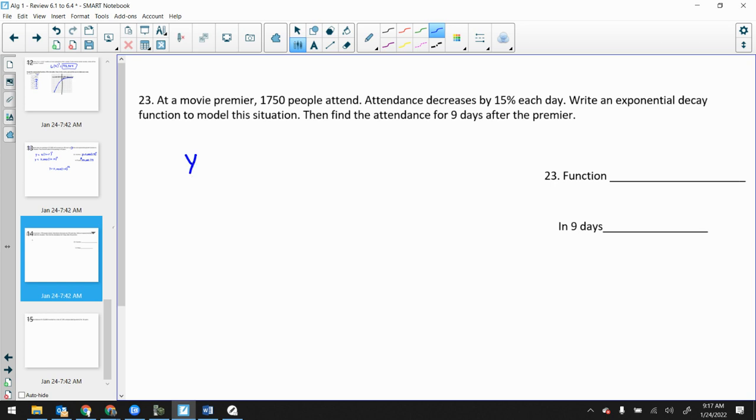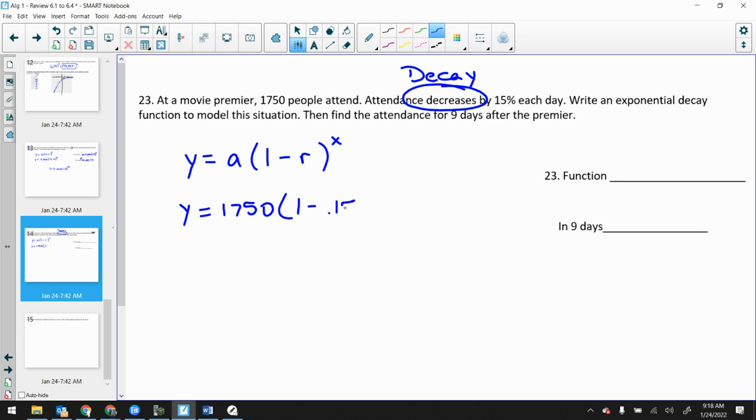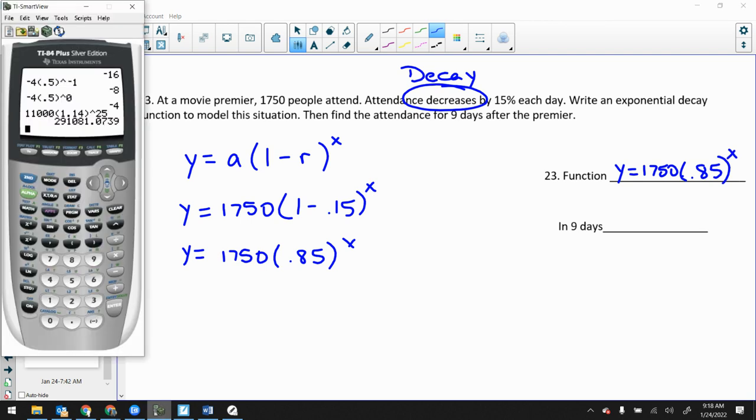All right. At a movie premiere, 1750 people attended. The attendance decreases, so this decrease tells me it's decay. So it's a times 1 minus r to the x. y is equal to 1750 times 1 minus 0.15 raised to the x power. Make sure you put that percent as a decimal. 1 minus 0.15 is 0.85. So 1750 times 0.85 to the x power. And it asks me in 9 days.